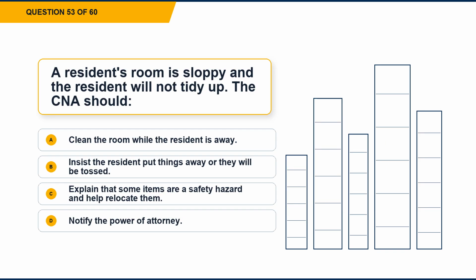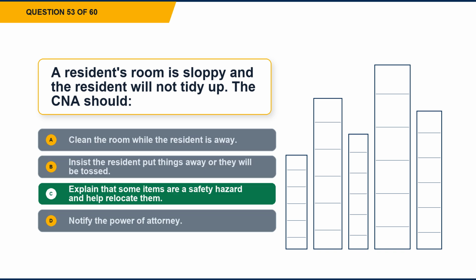Question 53. A resident's room is sloppy and the resident will not tidy up. The CNA should. Option A, clean the room while the resident is away. Option B, insist the resident put things away or they will be tossed. Option C, explain that some items are a safety hazard and help relocate them. Option D, notify the power of attorney.